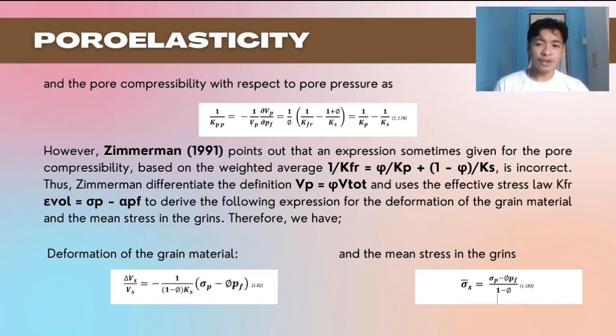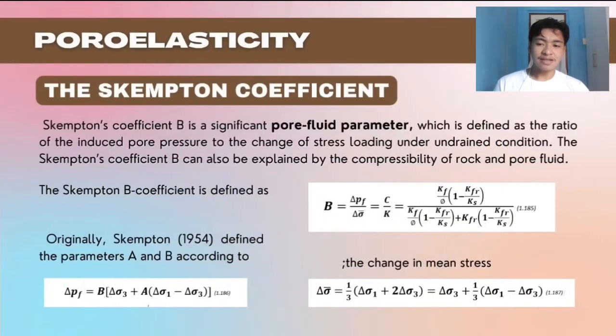So yung formula ng pore volume compressibility ay mag-change sila according sa kanilang with respect. However, Zimmerman in 1991 points out that an expression sometimes given for the pore compressibility based on the weighted average is incorrect. Thus, Zimmerman differentiates the definition of V sub P equals porosity times V sub TOT, or the total volume, and uses the effective stress law to derive the following expression for the deformation of the grain materials and mean stress in grains. Therefore, we have this formula for deformation of the grain materials and this formula for mean stress in the grains. So next is the Skempton coefficient.